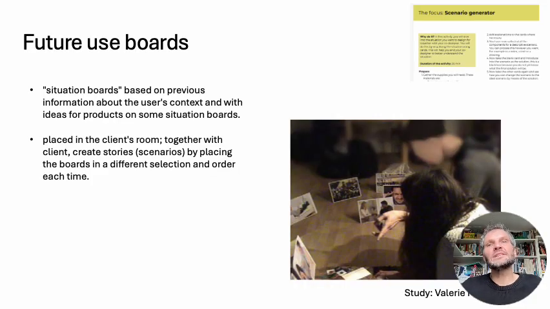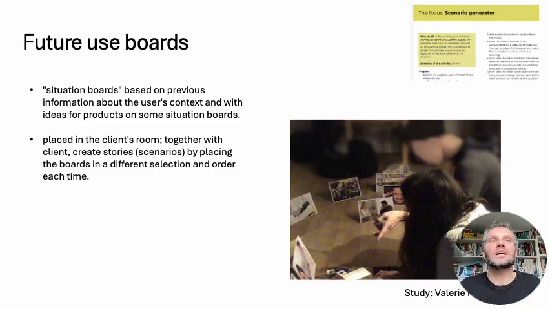Future use boards was a technique that student Valerie Menke of mine used. It's based on previous information about the user context. So you take the context information and then you make little boards that you place in the situation that you want to design for. And you create little story scenarios by placing the boards in different selection and order each time. So out of the context materials, you take the objects and the aspects and the processes and the situations of the context, and then you, by making them in separate little boards, put the boards in a certain order.